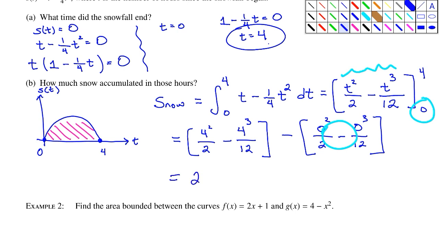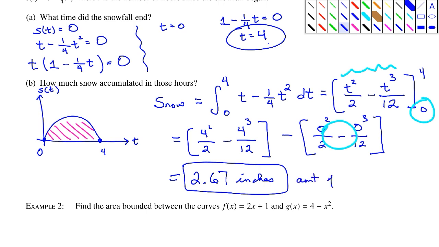And this is an application, so let's work it out to 2 decimal places. This is 2.67 inches. So that's the amount of snow that fell between midnight and 4 a.m.